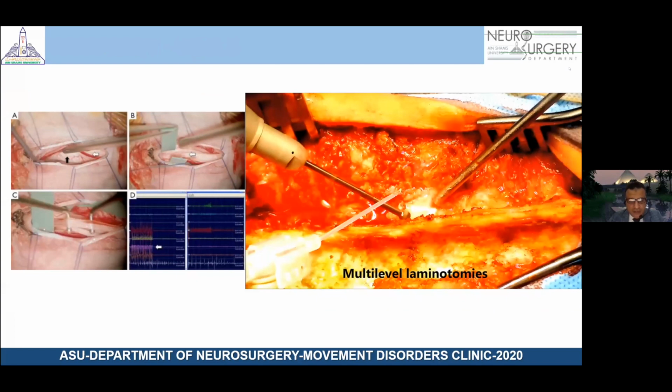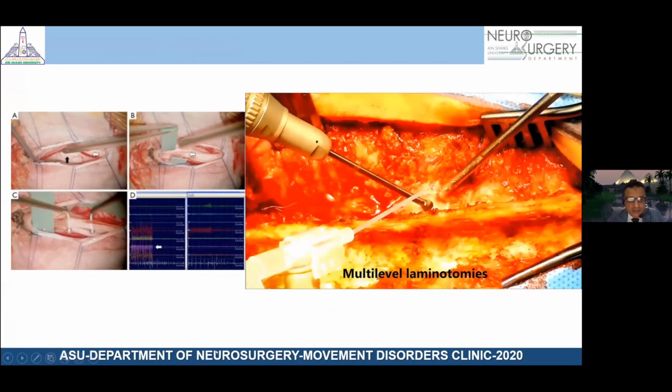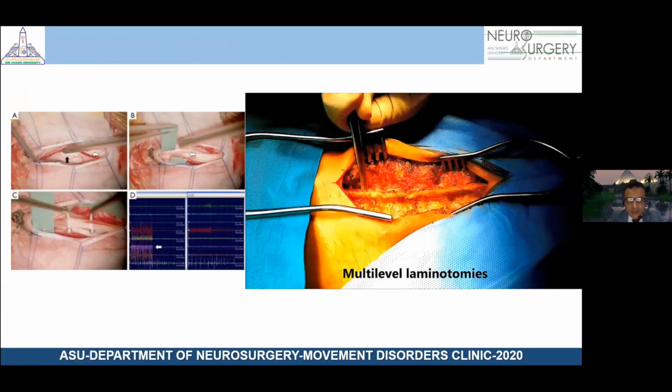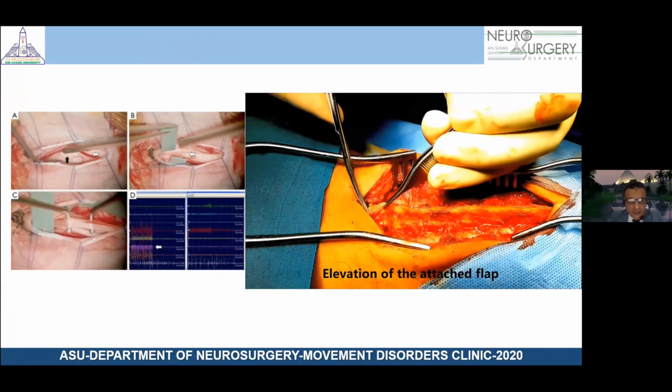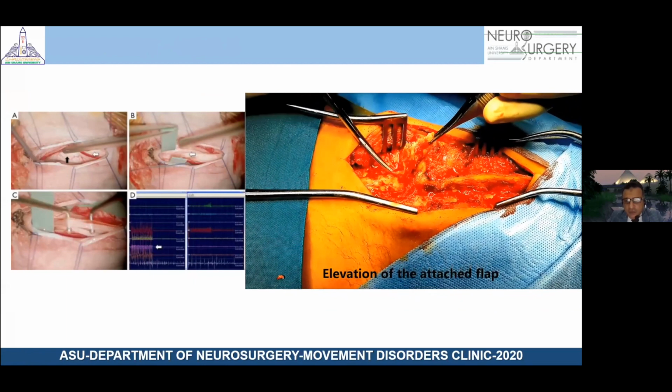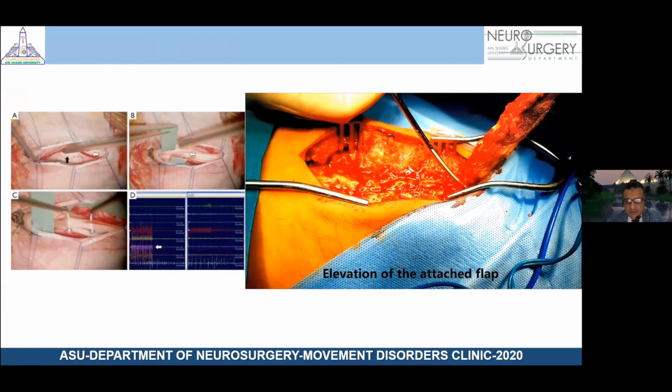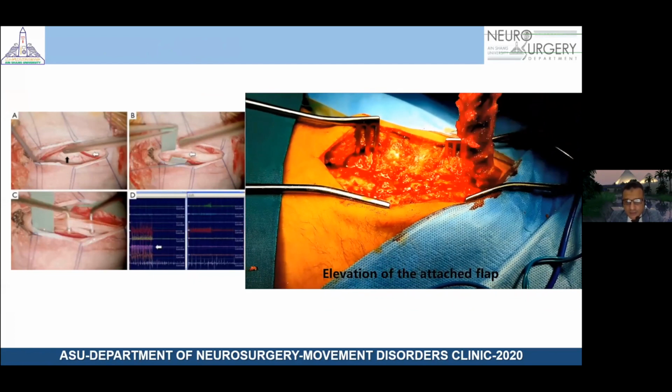The technique of rhizotomy is done in the prone position and under complete intraoperative neurophysiological monitoring and EMG recording, especially from the sphincters. We adopt this technique in Ain Shams. We do a multi-level laminoplastic flap and open the dura.